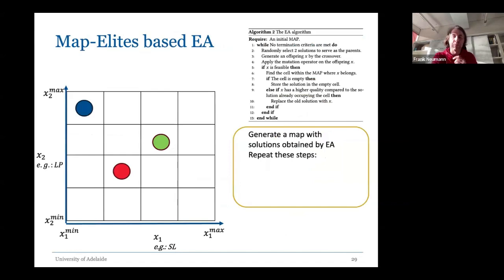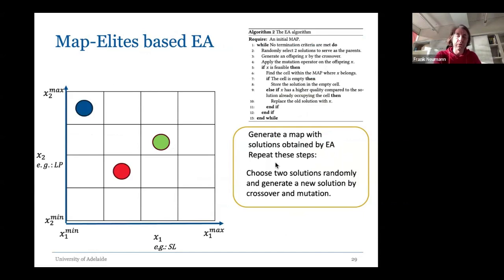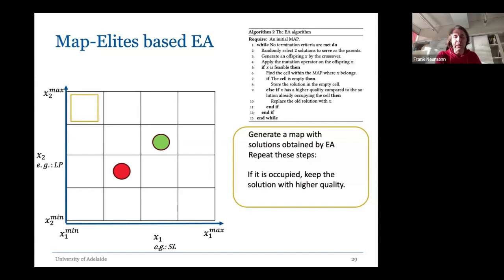Okay, so the MAP-Elites algorithm, we saw that already before. What we do here is we generate the map by an EA. There are just some specific operators in terms of mutation and crossover, but I don't go into details of these. So we choose 2 solutions at random and create a new solution by crossover and mutation. If the cell is empty, then we place it there. If we find that the cell is occupied and we have a better solution, then we would replace it. So it's the same scheme that we saw before. And in this way, we can essentially fill out these cells.